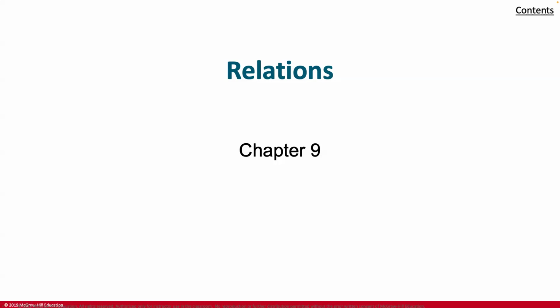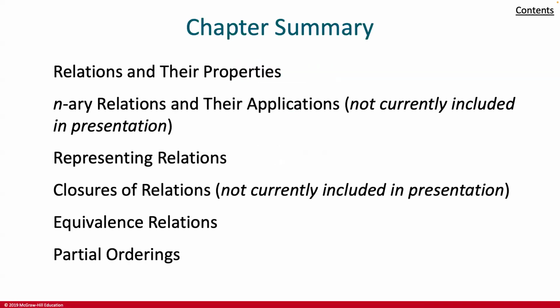So here is a synopsis of what we'll cover in the chapter. There are several sections that we will not have in the lecture notes that you can go to Rosen and refer to, but we at least have 5 things that we'll be looking at. So relations and their properties, representing relations, equivalence relations, and partial ordering. But I'll give a little bit of a synopsis of the whole chapter here before we go on.